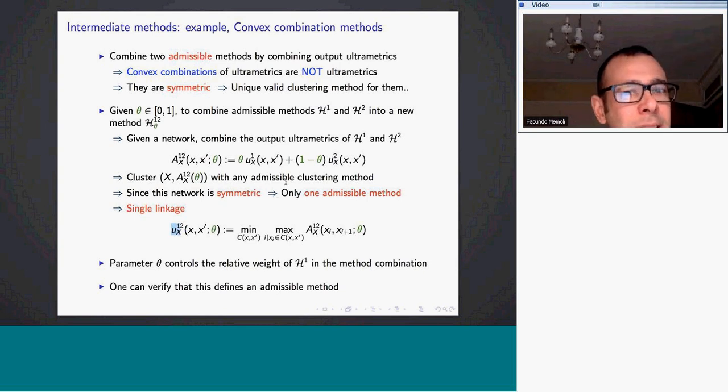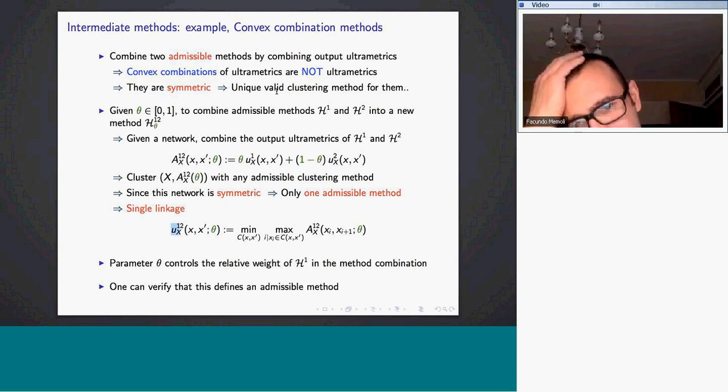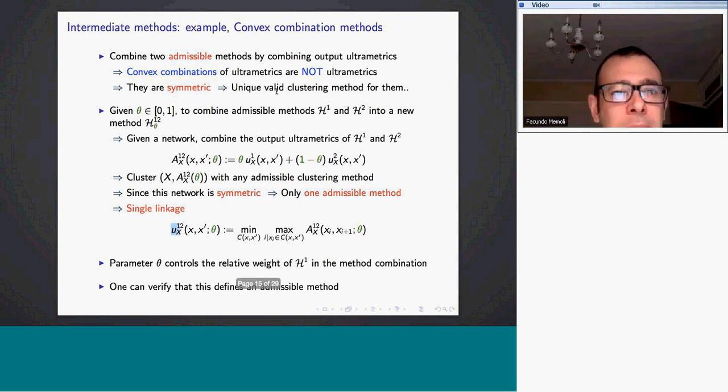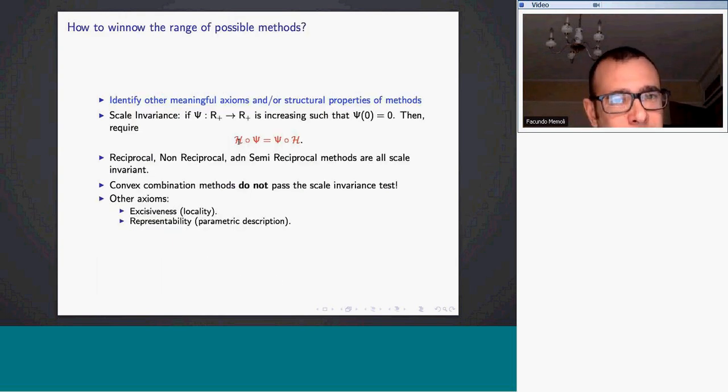Strength of a method, I mean, we're asking what are the properties that this method does satisfy? And there's one clear property, and that is the property of invariance to scale. So we were looking at the following property. Suppose I have a function C from the positive reals to the positive reals, such that 0 maps to 0.